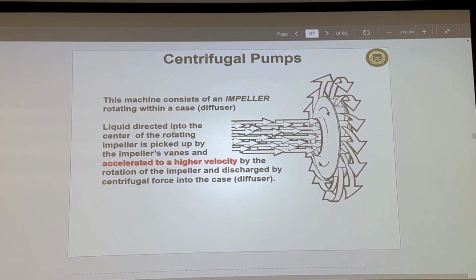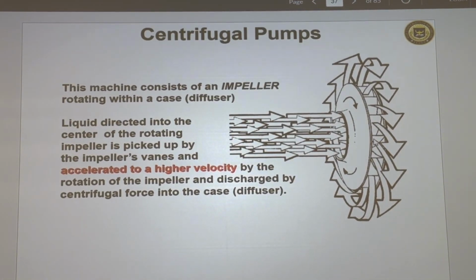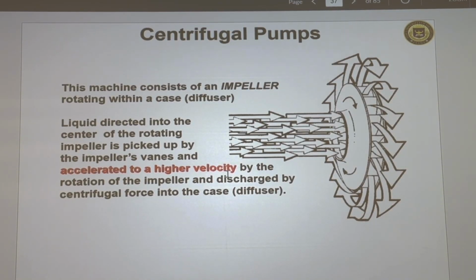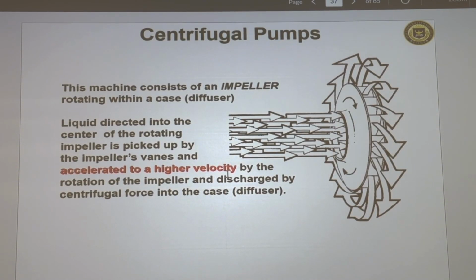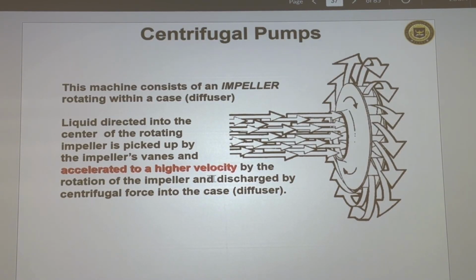So liquid is directed into the center of the rotating pump. This is where the center is rotating. It is picked up by the impeller's vanes, these are the vanes you're seeing, 1, 2, 3. They're curved-shaped. Picked up by the impeller vanes, the fluid is accelerated to higher velocity, so as it's rotating, energy is imparted to the particle. As the energy is imparted, the velocity of the particle increases with the rotation of the impeller, and it is discharged by the centrifugal force into the diffuser.